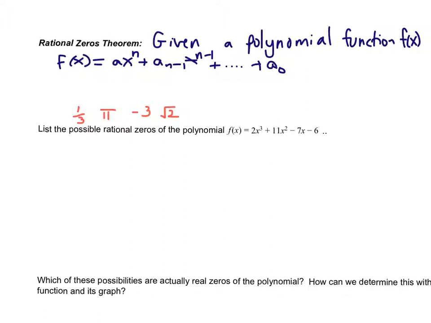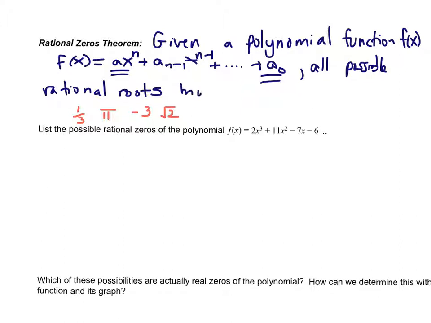So the big thing is you have a highest power, we'll call it n in this case. There is a number in front of it, and that number is a_n. And then there is a constant number at the end, and that number we call a_0. So if we're given a polynomial that looks like this, we say all possible rational roots have to be in the form of p over q. And the question is, what is p and what is q?